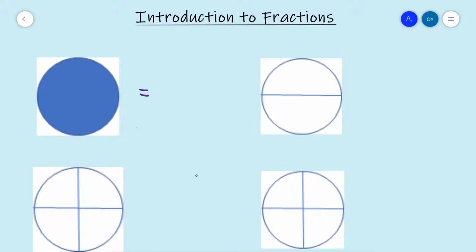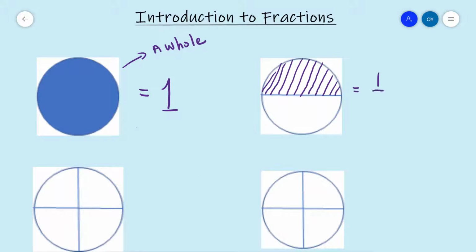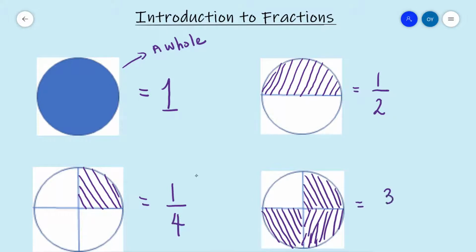Now we have four figures here, and the first figure is all shaded, and so we say it represents 1, and it's called a whole. So it's a whole number. The whole one is shaded. And the second figure here, we have two parts, and one is shaded, and that's why we have 1 over 2. The third figure, 1 of 4, is shaded, and that is 1 over 4. The fourth one, 3 of 4, is shaded. That's why we have 3 over 4.